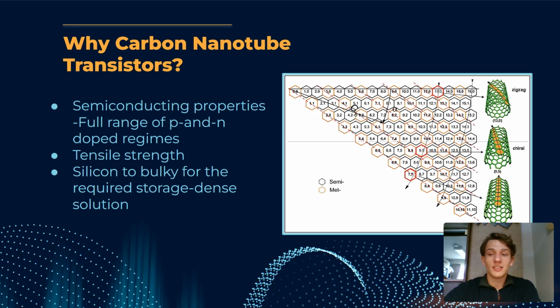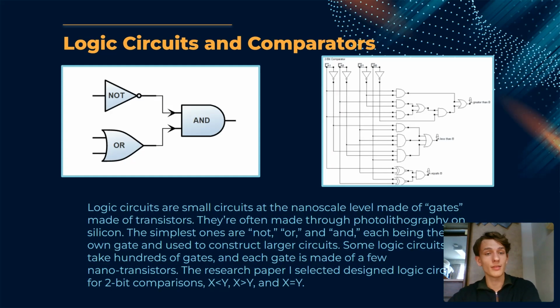Now, the tensile strength of CNTs is also pretty astounding, which is another reason why they're used in a lot of other consumer products. And also, silicon is just pretty bulky, and it's not ideal for a storage-dense solution needed for MVL.